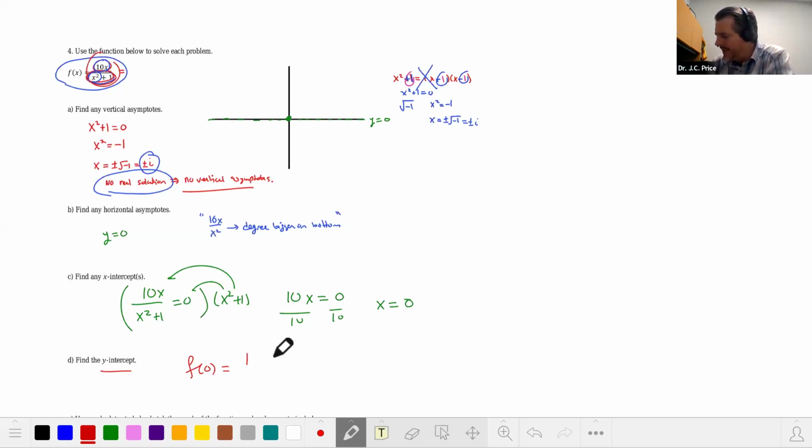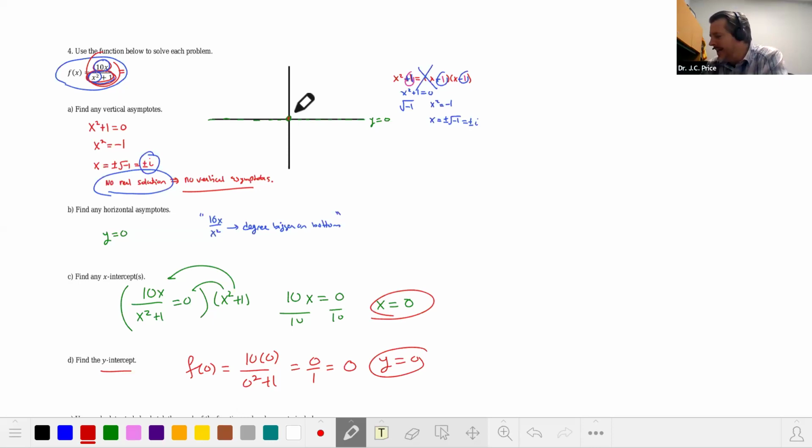So you get 10 times 0 over 0 squared plus 1, which is 0 over 1, which remember, that's actually a nice number, 0, because 1 goes into 0 0 times. And so now I know y is equal to 0. So there are my two answers there. You could put the dot right on top of it or just leave it because they have the same intercept at the origin. Okay, so we now know the intercepts.